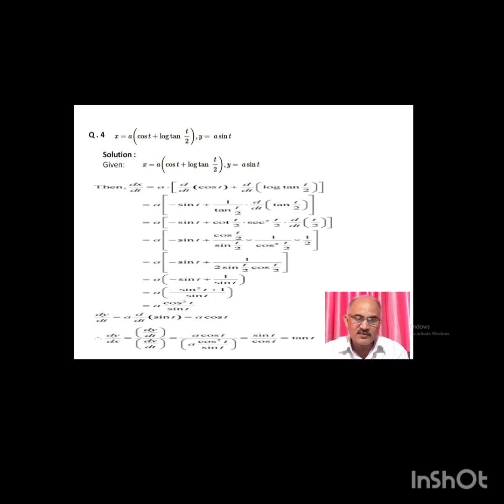So therefore dx upon dt is equal to a, and within bracket write minus sine t plus 1 upon sine t. You take the LCM and then we get a cos square t upon sine t, and finally dy upon dt is equal to a cos t. So therefore dy upon dx is equal to dy upon dt divided by dx upon dt, which is equal to a cos t divided by a cos square t upon sine t, and simplifying that we get dy upon dx is equal to tan t.